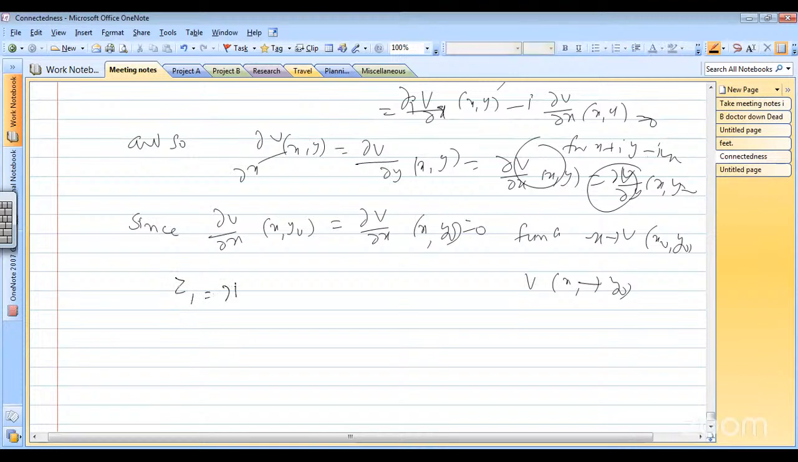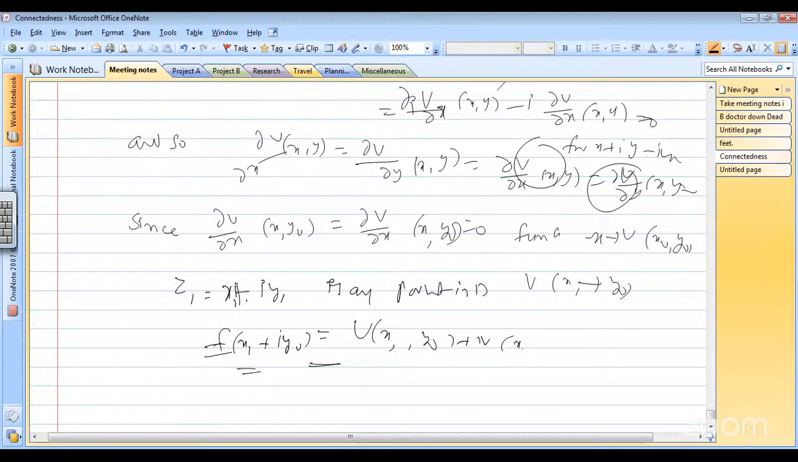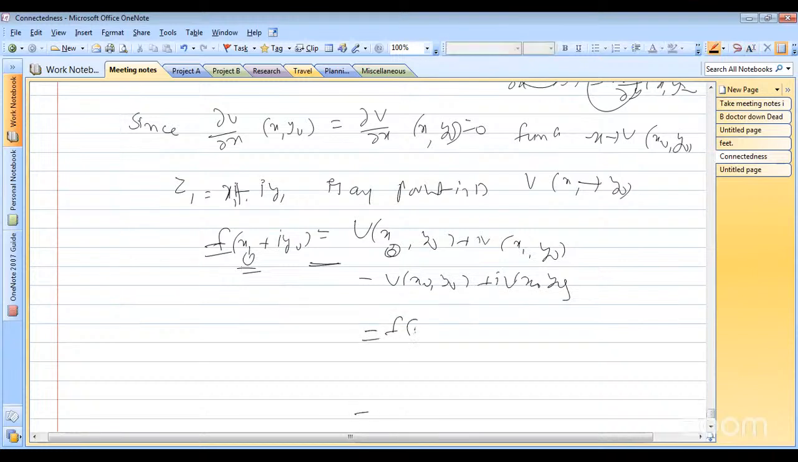So I have here z1 equal to x1 plus i y1, which is any point in D. Then we write f(x1 + i y1) is equal to u(x1, y) plus i v(x1, y). So therefore u(x0, y0) plus i v(x0, y0). So f(x0 + i y0) is taken here as true.